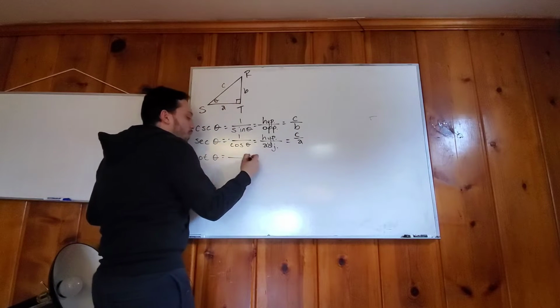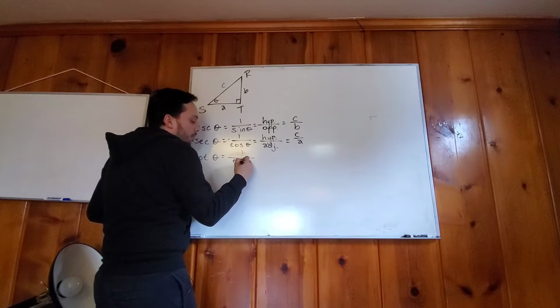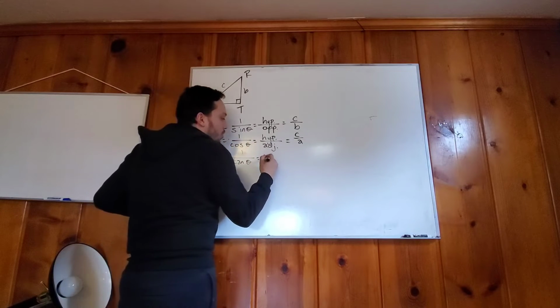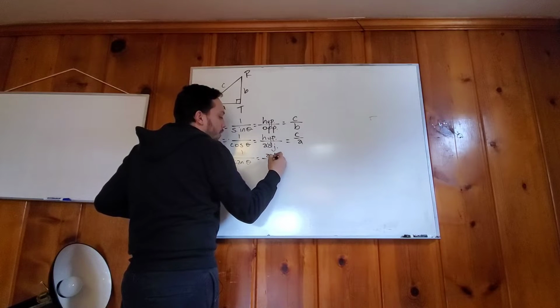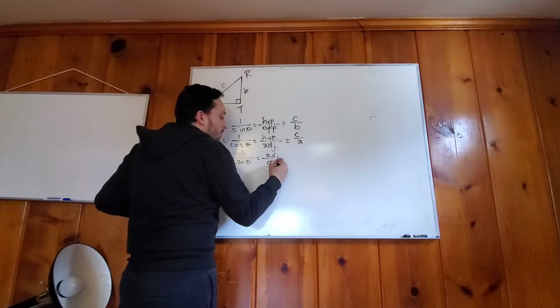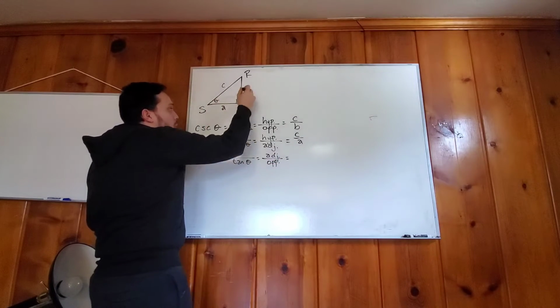And this one then would be 1 over tangent theta, which is the same thing as adjacent over opposite. And so that would be adjacent A over B.